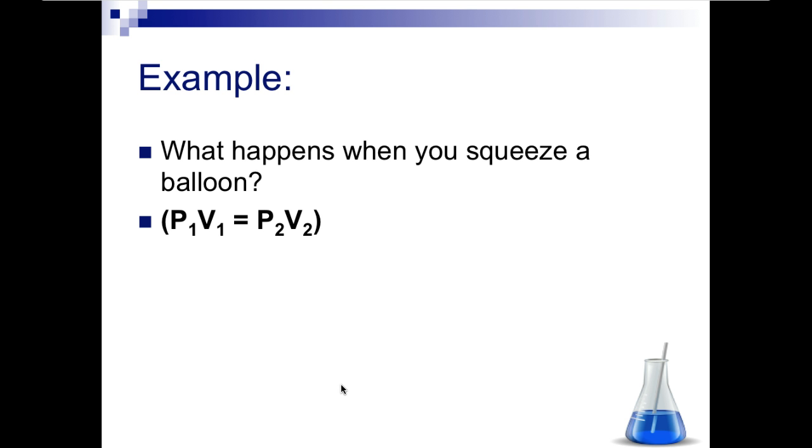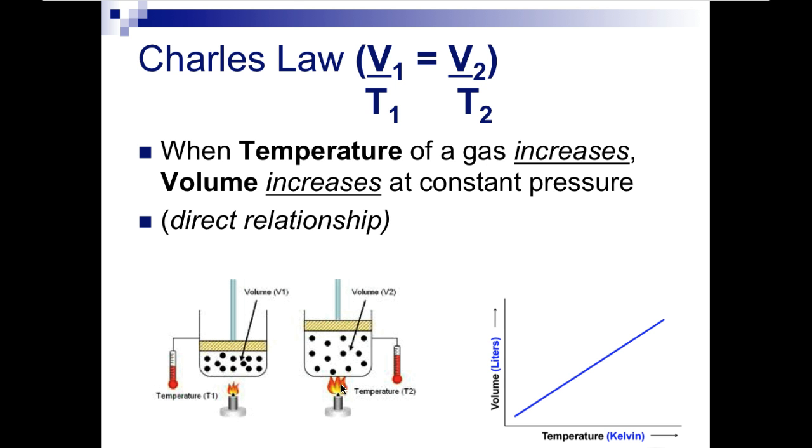All right, let's look at an example. What happens to a balloon when you squeeze it? When you squeeze the balloon, your pressure goes up because your volume goes down. So there's an indirect relationship.